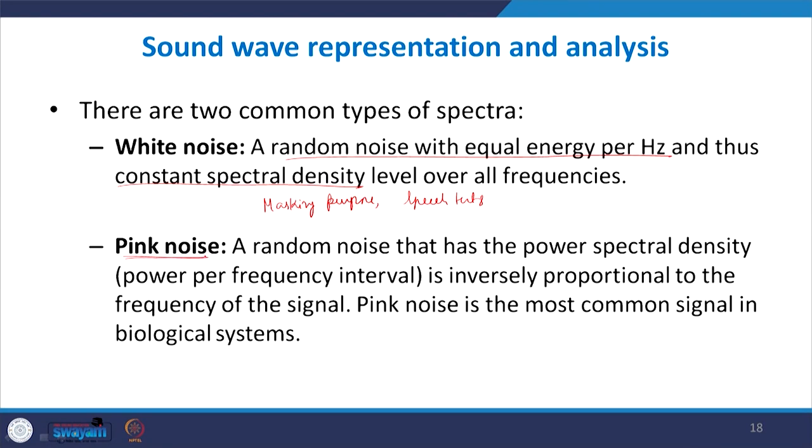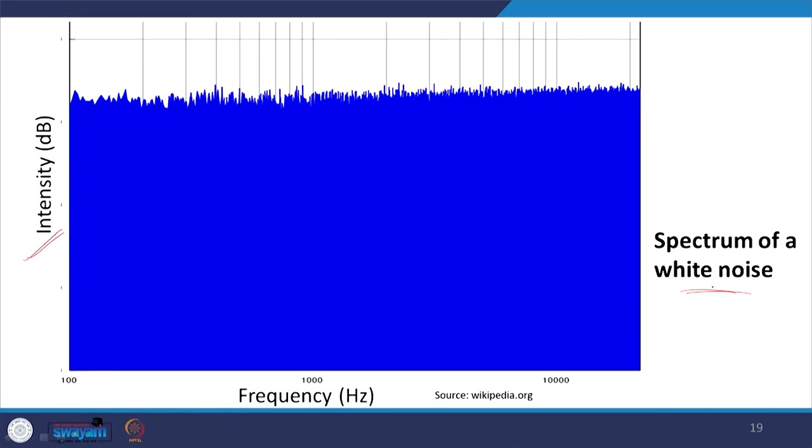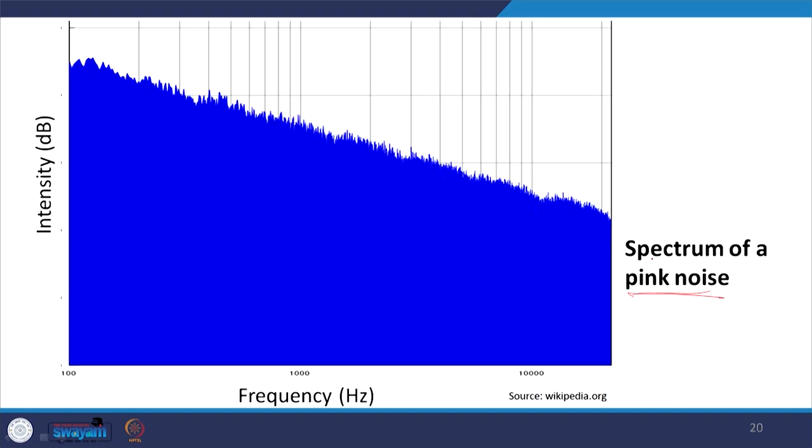So, we need a uniform distribution. Then another noise we encounter is pink noise. This is the noise where the power spectral density is inversely proportional to the frequency. So, if we represent it as the spectrum of intensity versus frequency, it will be something like this. It is inversely varying with respect to frequency. This is one of the most commonly encountered noises in biological systems. It represents more of the common sounds which human beings or other animal species make. So, this is a typical spectrum of a white noise, almost uniformly distributed throughout the frequency, and this is a typical spectrum of a pink noise.